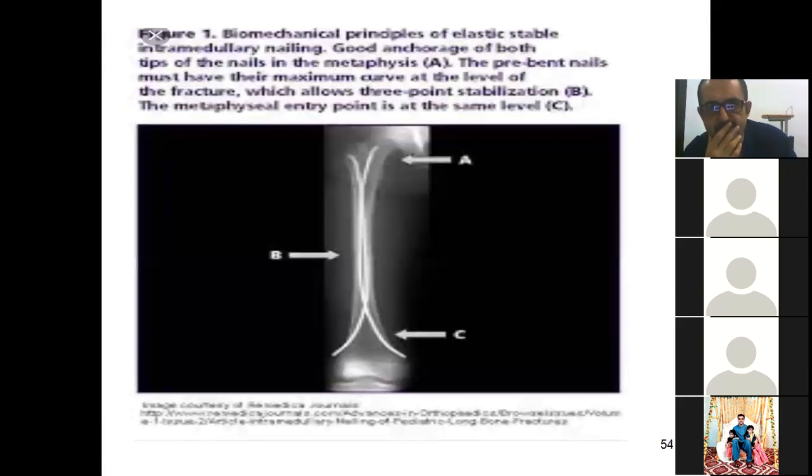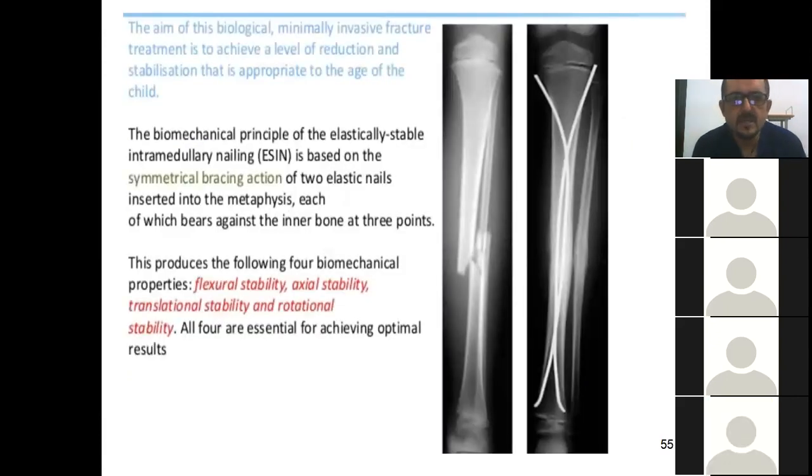This is basically elastic intramedullary nail fixation. You should know the principle of this fixation. I will read it. I know this is a tibia fracture, but the principle, the aim of this biologically minimally invasive fracture technique is to give a level of reduction and stabilization that is appropriate for the age of the child. So ESIN is based on the symmetrical bracing action of two elastic nails inserted into the metaphyses, each of which bears against the inner bone at 3 points. So basically the principle is 3-point fixation. And it produces the following four biomechanical properties: flexural stability, axial stability, translation stability, and rotation stability. All four are essential to achieve optimal results.